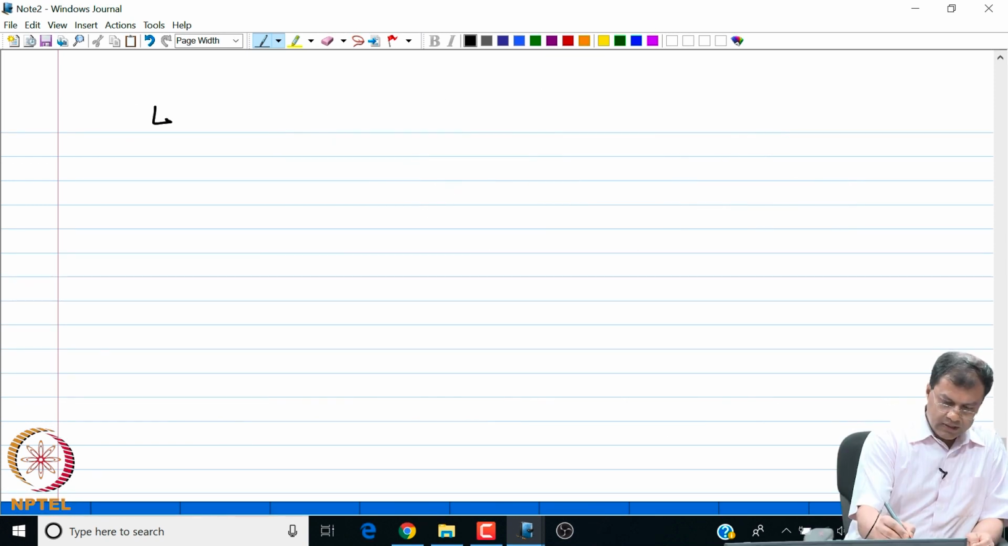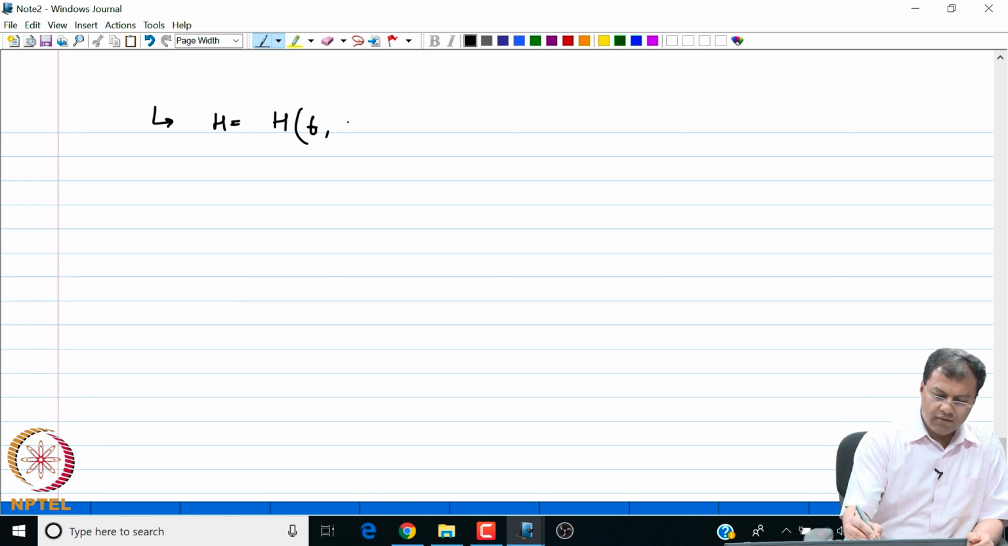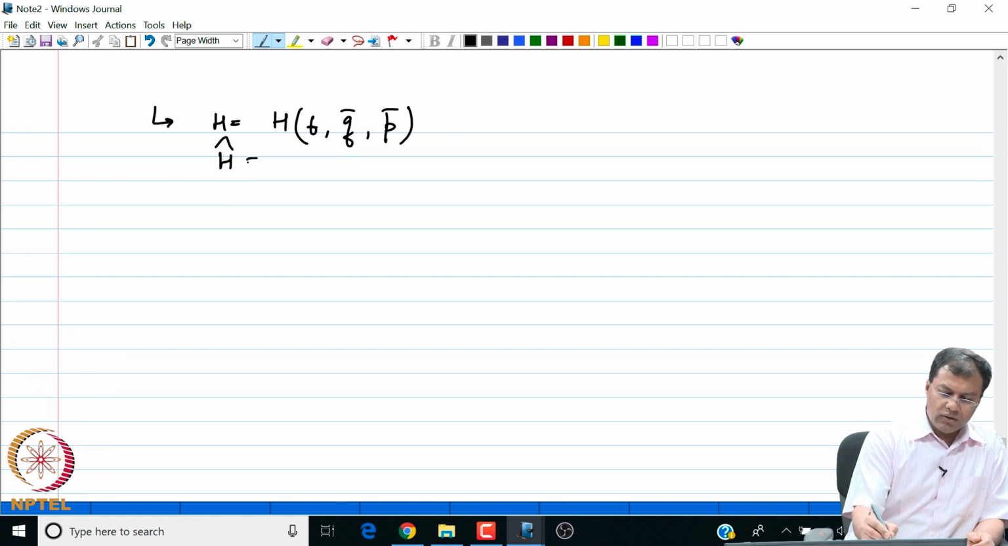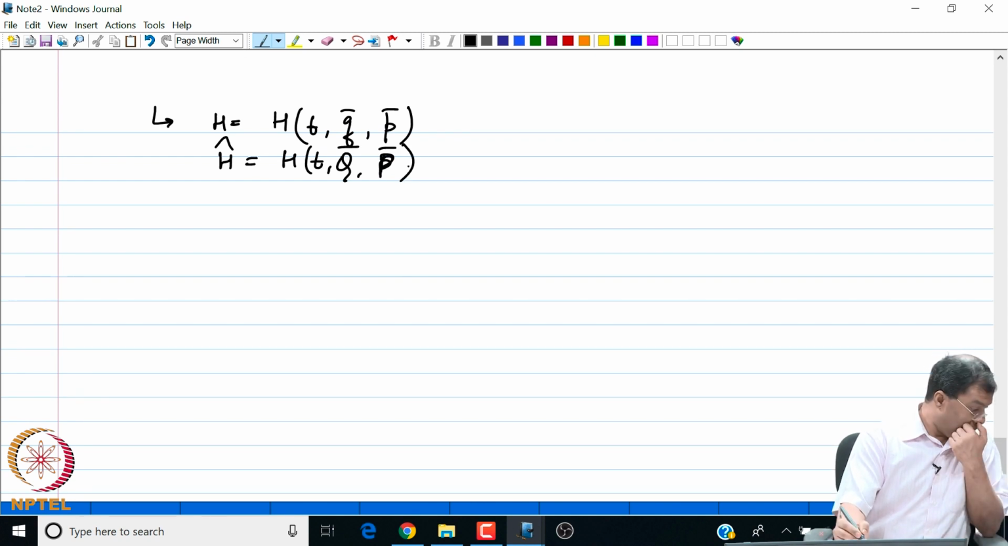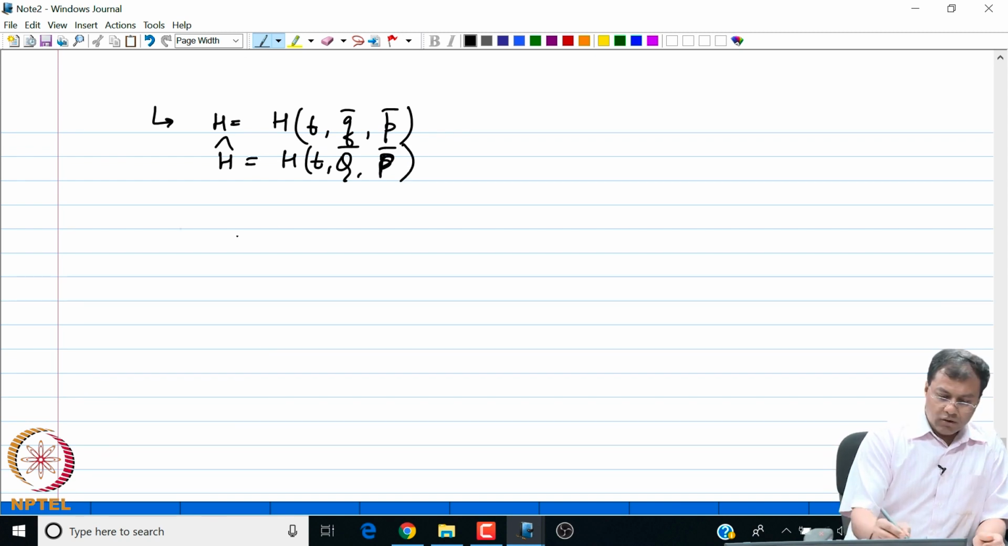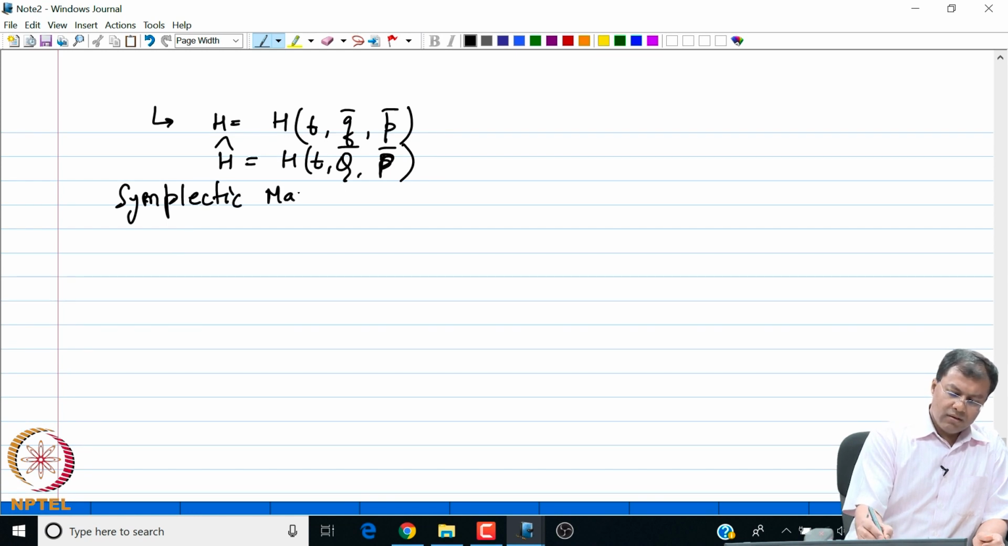Here note that my H, the original Hamiltonian system, was a function of the variables small q, small p, and my new Hamiltonian system is a function of capital Q and capital P. Okay. So, that is the definition of symplectic maps. Note that symplectic maps are also known as canonical transformations.